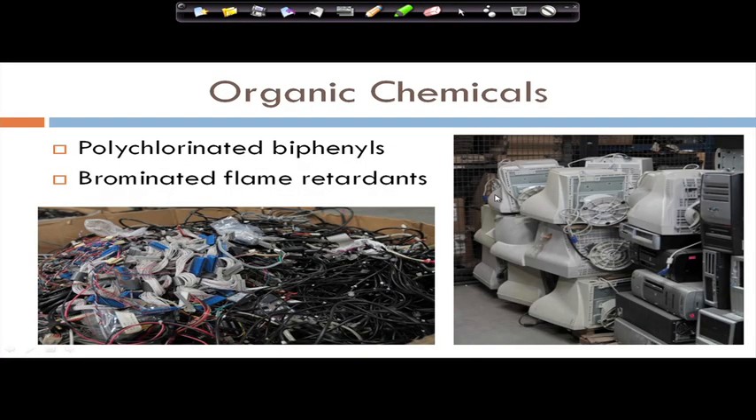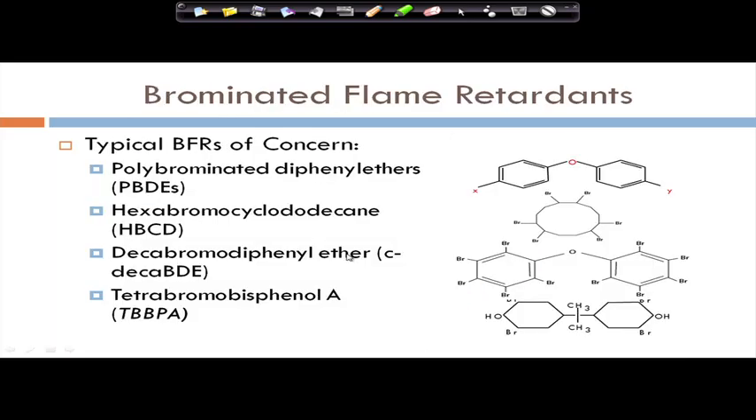Organic chemicals, PCBs, brominated flame retardants, those things are there. PCBs are, let's say, a potential carcinogen. Brominated flame retardants also have a human health impact. And again, some pictures of different types of wires, different types of desktops and all that.